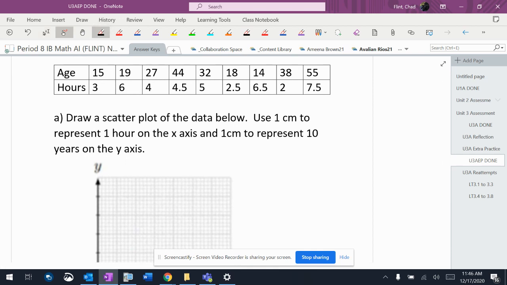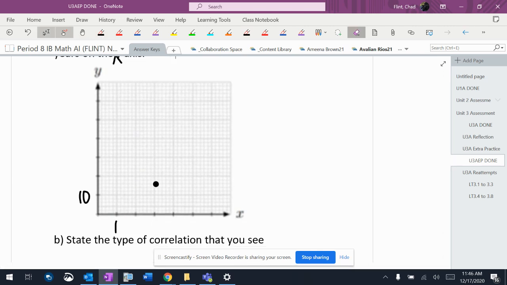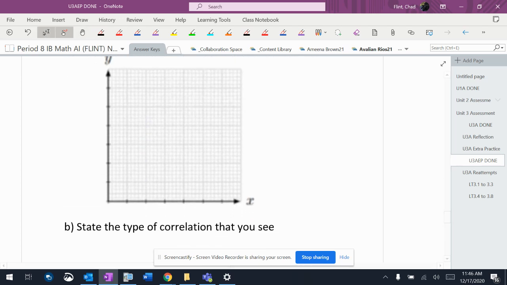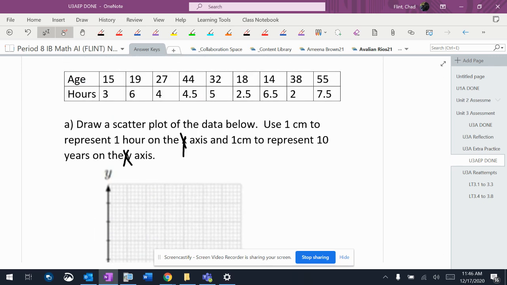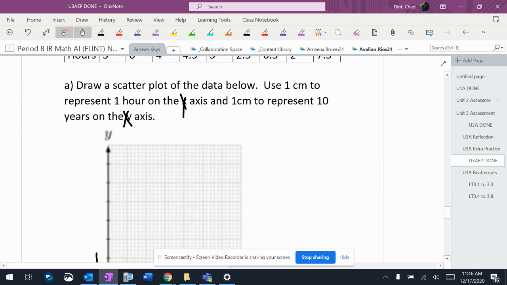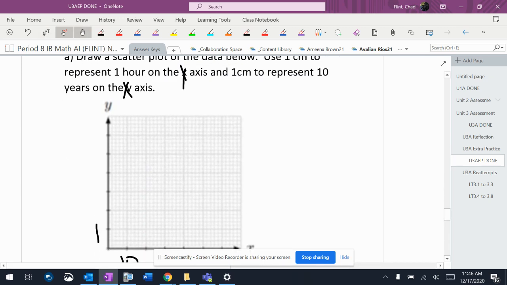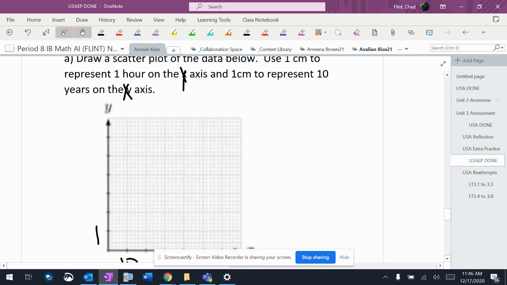Oh, I have these backwards. This should be y-axis. This should be x-axis. Yeah, no, I'm doing this wrong. Let me fix this here. That's a mistake in the problem. So this should be 10. Yeah, this should be 10. 7 to the top. Okay, it's not going to fit perfectly, but we're going to go with it.